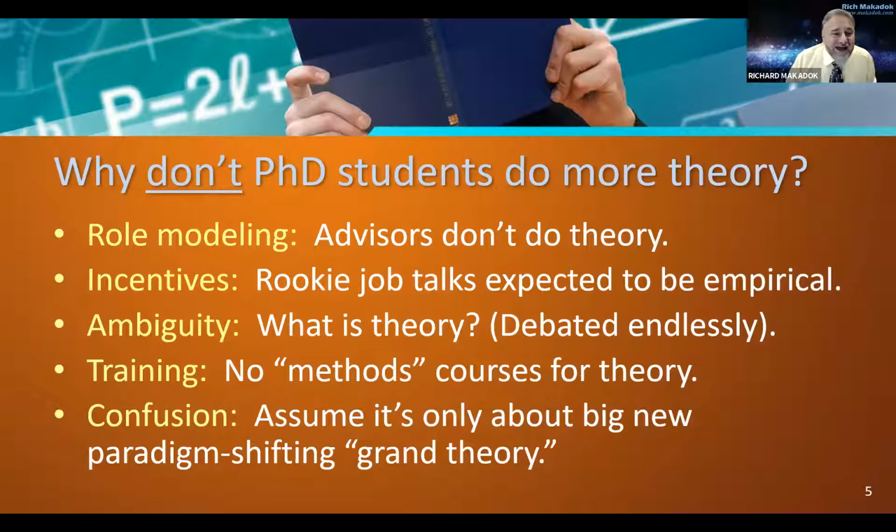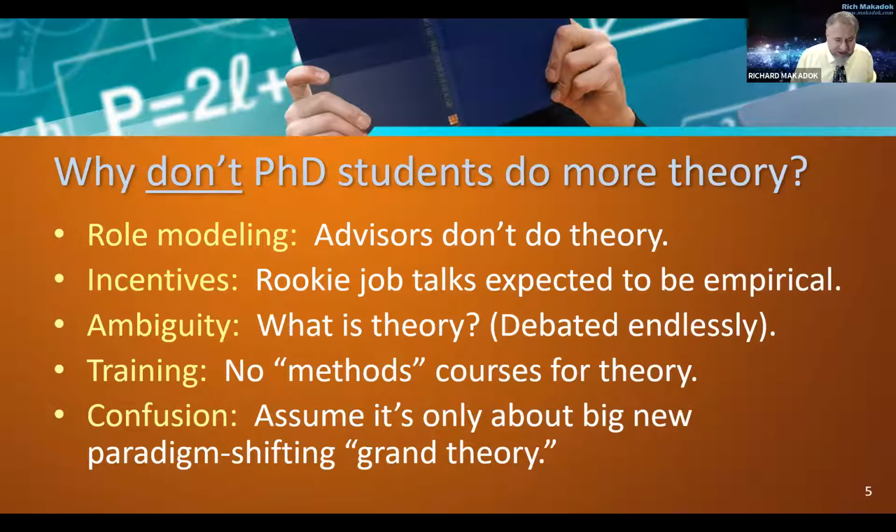So we cannot, in this essay, obviously solve all of these problems. And by the way, perhaps there may be more diagnoses out there about the cause of PhD students not doing more theory. But these are my 5 working hypotheses. And we can't fix all of these. We certainly can't fix the role modeling and incentives piece. It's not our business to fix the ambiguity piece. But we can maybe contribute a little bit to these last 2 bullet points by perhaps alleviating some of the confusion about what making a contribution to theory is, and also perhaps providing a little bit of a substitute for the lack of a methods course in theory.